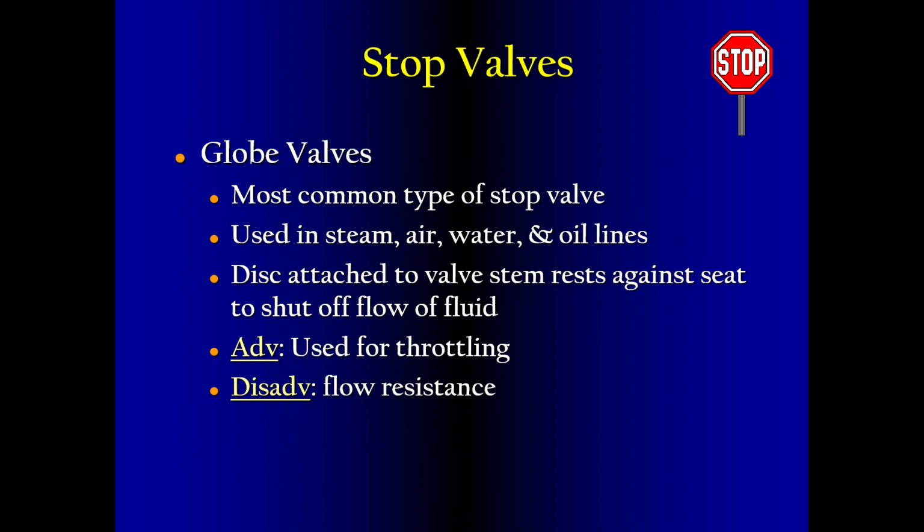It is the most common type of stop valve, used in steam, air, water, and oil lines. The disc is attached to the valve stem and rests against the seat to stop the fluid flow. The main advantage of the globe valve is that it is used for throttling, and the disadvantage is that there is resistance to flow, so the globe valve reduces efficiency.